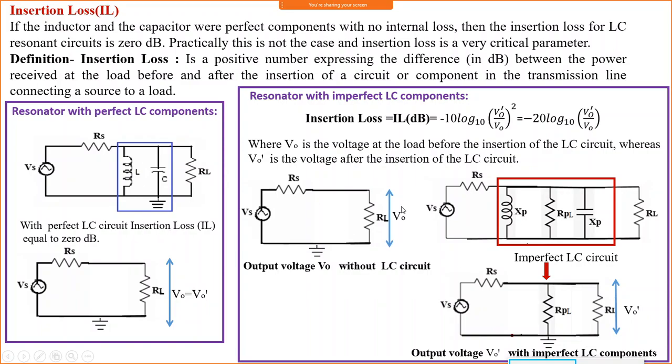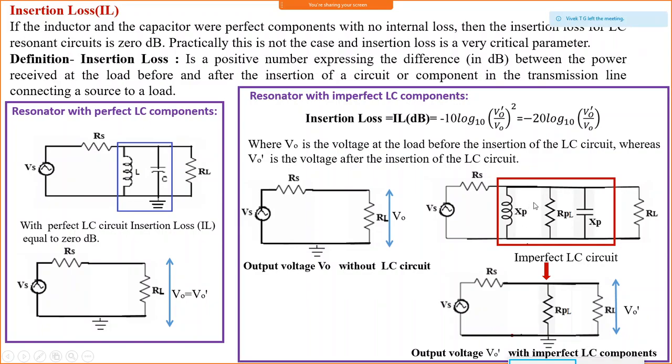Now if imperfect components are there, imperfect component means this L and C have a resistance. So I have written here, imperfect components, assuming this capacitor is a perfect one. Capacitor has no resistance, it is a perfect component, but L has a resistance, which is an imperfect component. Then the equivalent circuit is like this. This is XP in parallel with the RPL. This is XP only, it has no resistance.